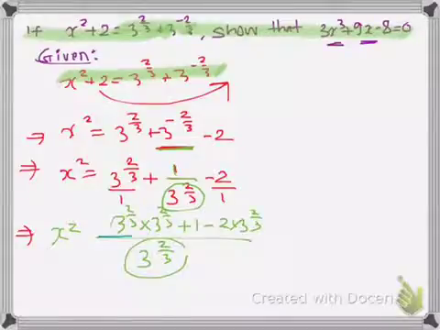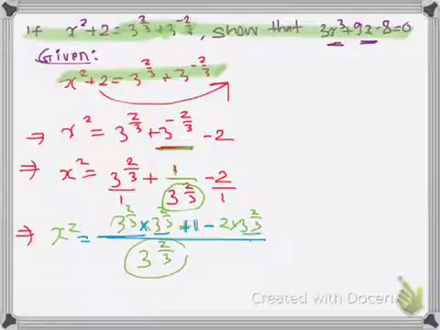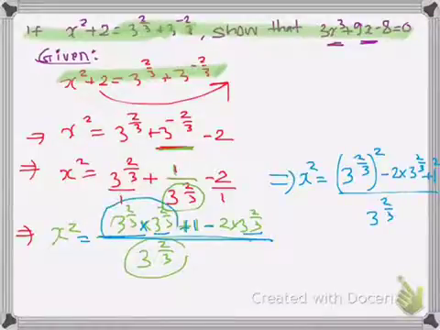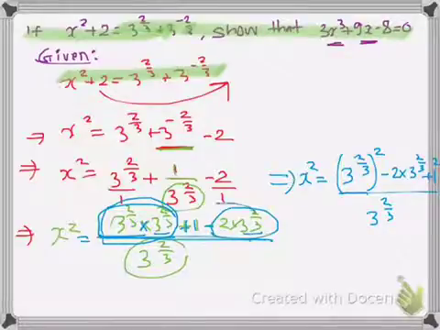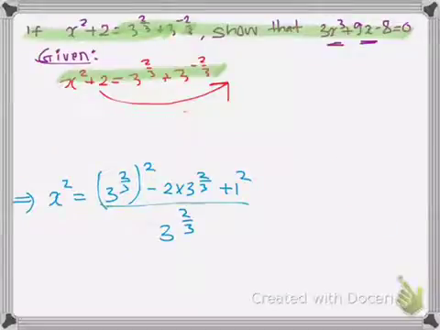After taking LCM, we get the numerator as 3 to the power 2 by 3 times 3 to the power 2 by 3, plus 1, minus 2 times 3 to the power 2 by 3, divided by 3 to the power 2 by 3. Since 3 to the power 2 by 3 is multiplied two times, we can write it as 3 to the power 2 by 3 whole squared, and I made the third term the second term and brought positive 1 at last.